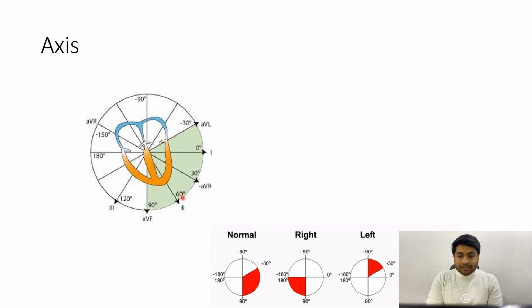So what happens is, in some pathological conditions, for example ischemia or anything else, this axis is shifted towards the right or left or towards AVR. We will talk about this later. So let me talk about why axis is so important and why you should pay heed to axis.